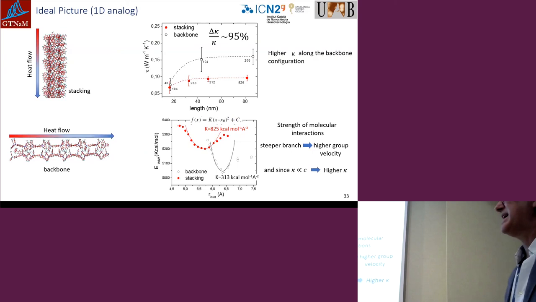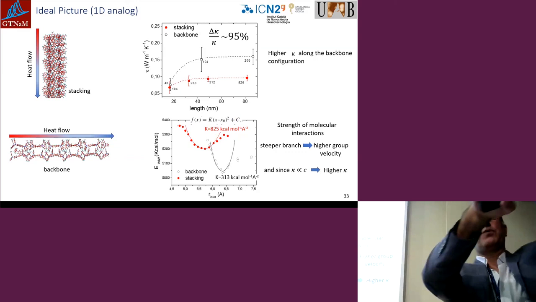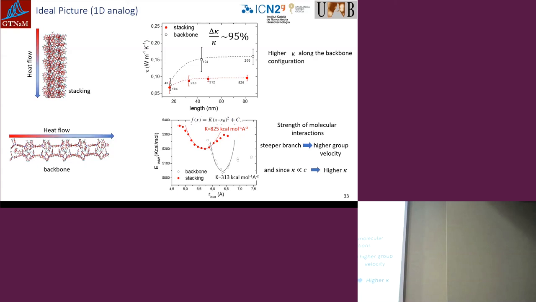So they did modeling with 1D analogs, in which the molecules are stacked like this, or stacked like this with the long axis. These are the representations here. This is the stacking along the pi-pi, the benzene rings. And this is the stacking along the longitudinal direction. And you see that the backbone, the one in this direction, has a stronger molecular interaction and a steeper branch of the van der Waals interaction, which might mean that they have a higher group velocity and that will translate into a higher thermal conductivity.